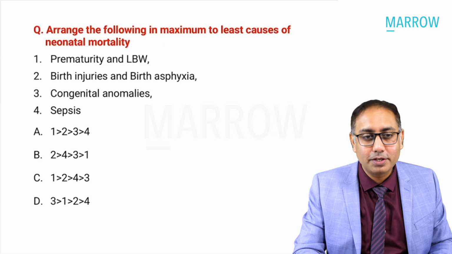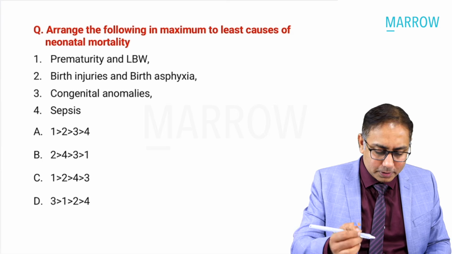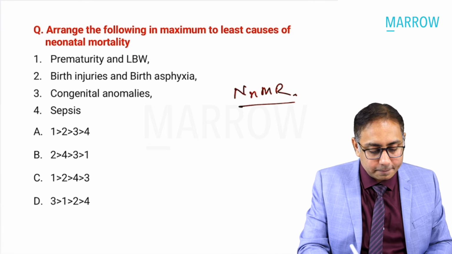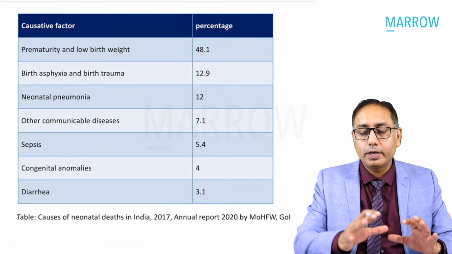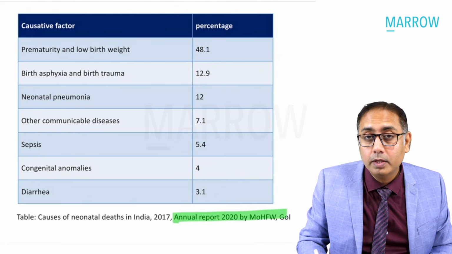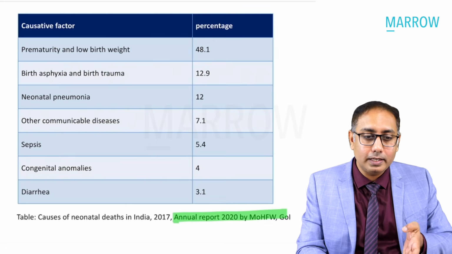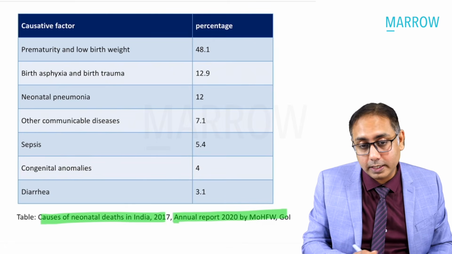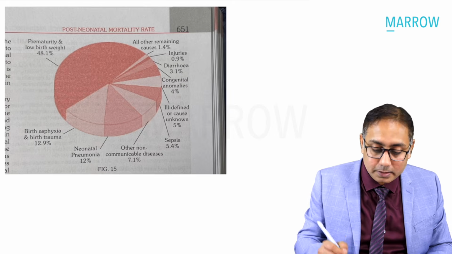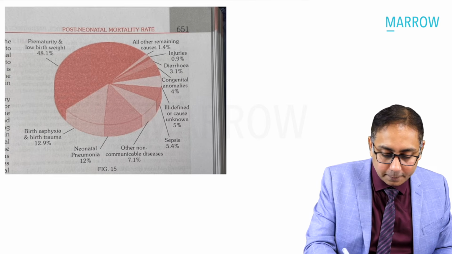And now coming to the next MCQ. Arrange the following from the maximum to the least causes of neonatal mortality: prematurity, birth injuries, congenital sepsis. So when you are talking of the neonatal mortality rate, whatever I'm going to discuss is based on the annual report 2020, which was based on the 2017 estimates. It was published in 2020 by the Ministry of Health and Family Welfare, Government of India. The same has also been updated in your Park textbook, 26th edition, page number 651.